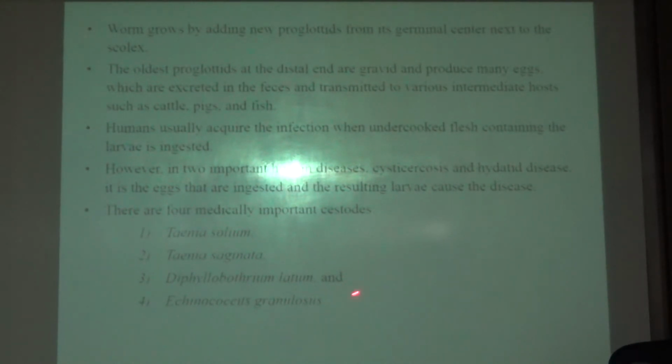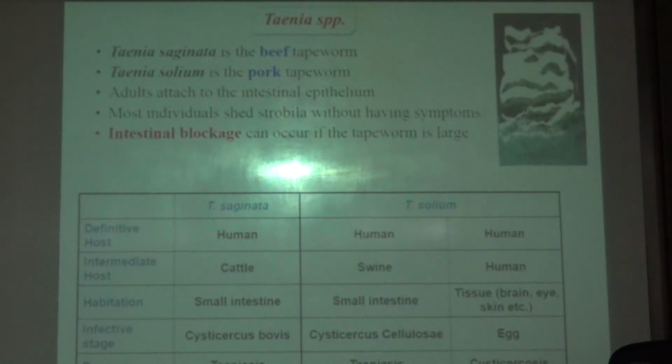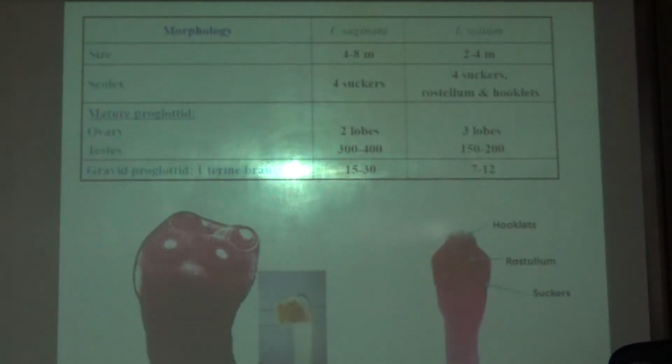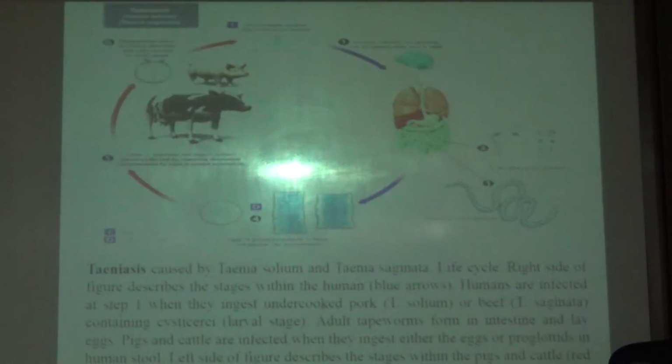In this group we have four important organisms. Out of these, Taenia solium, Taenia saginata and Echinococcus granulosus are more important. And we have Diphyllobothrium latum also. They are associated with specific animals. So I will explain them together.